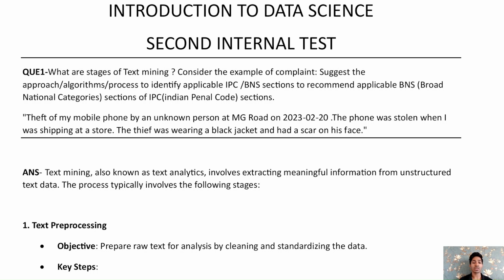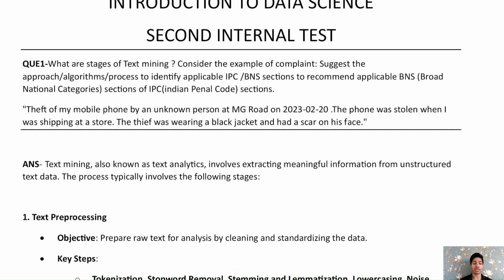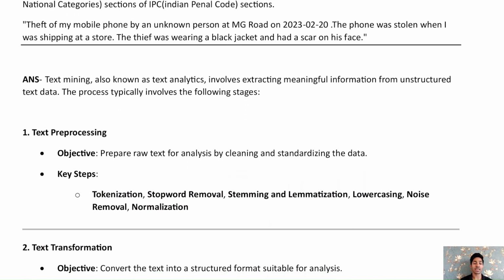Text mining, also known as text analytics, involves extracting meaningful information from unstructured text data, and the process involves the following stages. As the question is asking, what are the stages of text mining? The first stage is text preprocessing. In this, our objective is to prepare raw data for analysis by cleaning and standardizing the data. It involves key steps such as tokenization, stop word removal, stemming, lemmatization, lower casing, noise removal, and normalization.